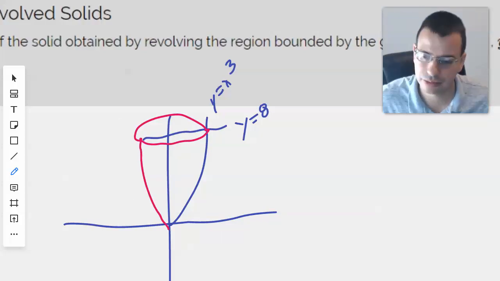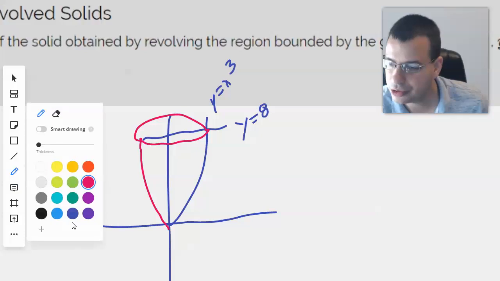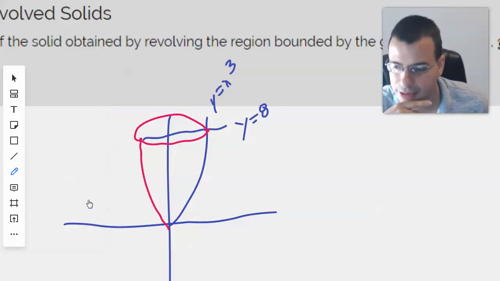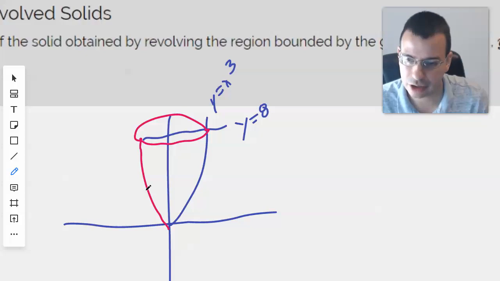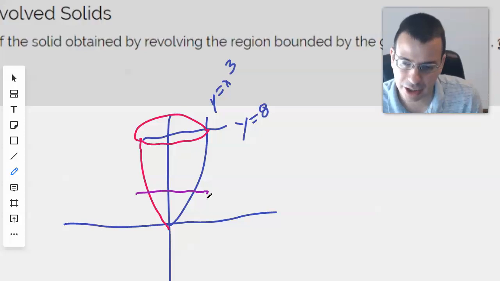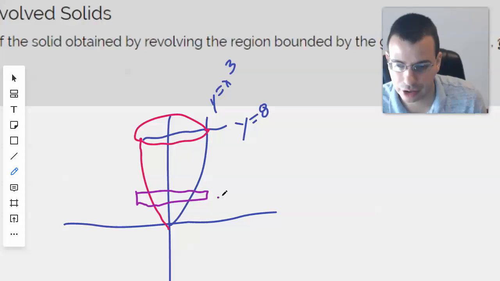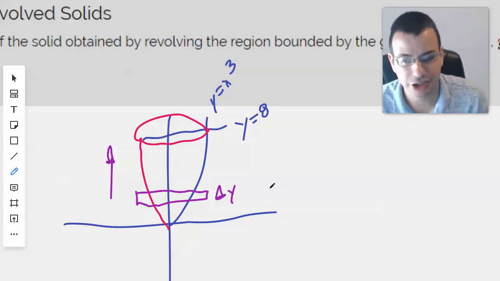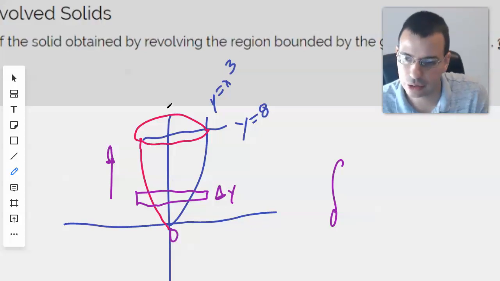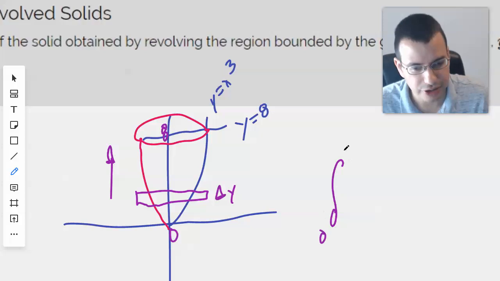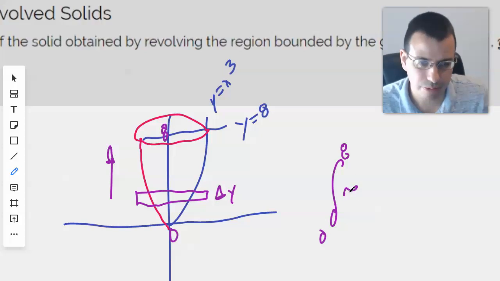Yeah, that seems reasonable. So the easiest way to do this one would probably be the disk method. So we're going to have concentric, I guess it would be concentric, circles, basically circles stacked on top of each other. Delta y going up this way, where each of these is a circle. And so our integral will be from 0 to 8. So we have 0 to 8 of pi r squared delta y.